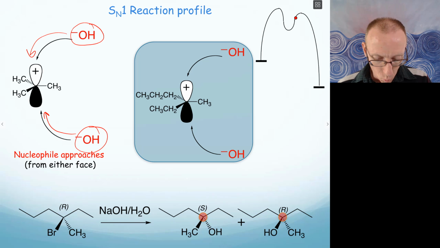And so we could start with an enantiomerically pure, in this case R, haloalkane, and through an SN1 mechanism, generate equal amounts of the S and the R products, which is what we call a racemic mixture. So this is sometimes referred to as scrambling of the stereochemistry to produce a racemic product.